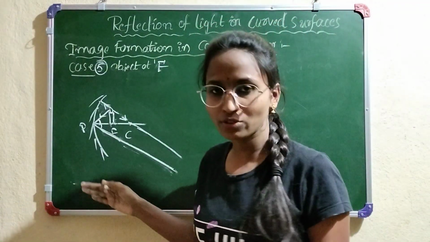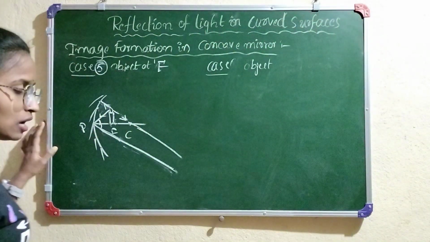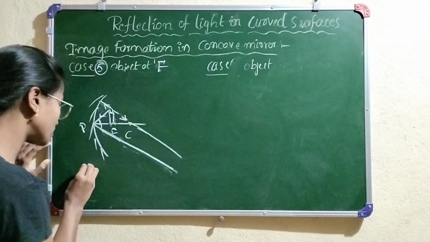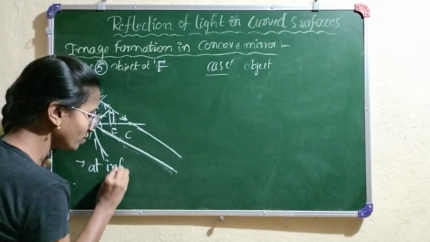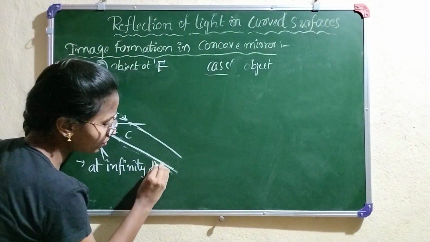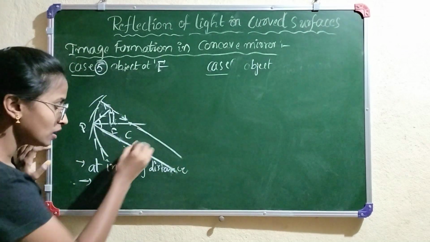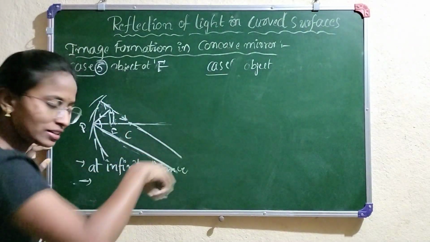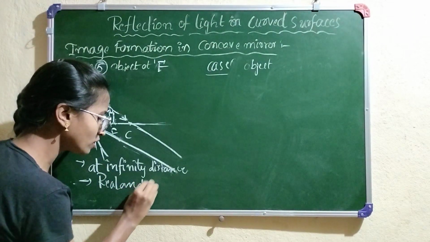So that is exactly it, we don't know where the position is. That's the reason we say the image will be formed, but at infinity distance. The image will be formed at infinity distance. And of course, it is real and inverted.